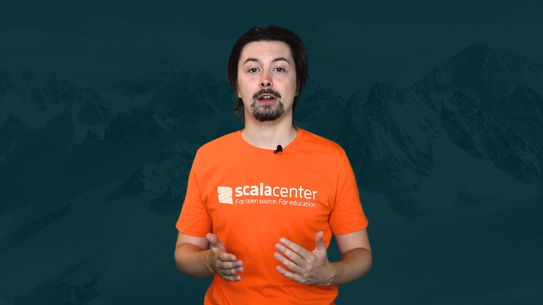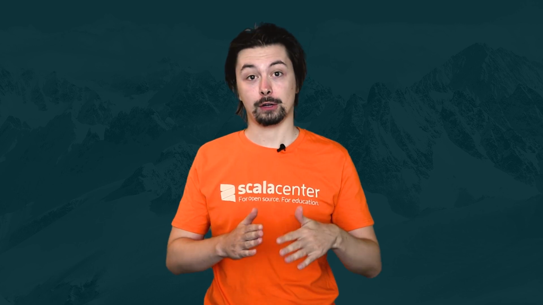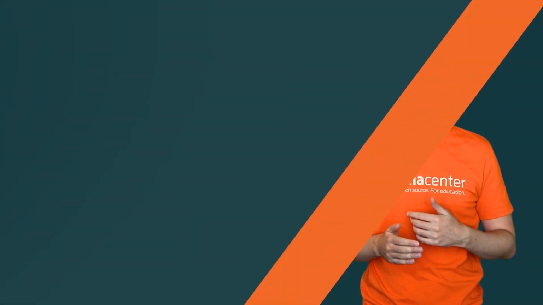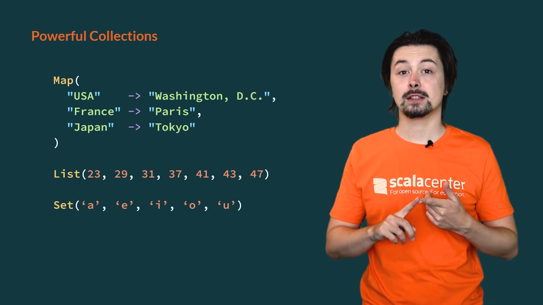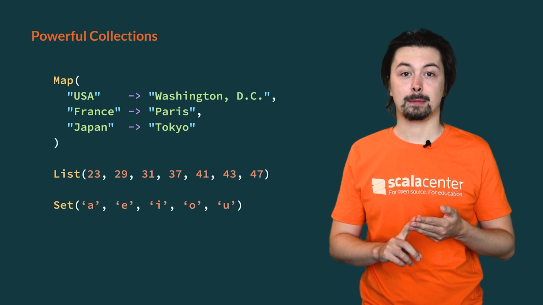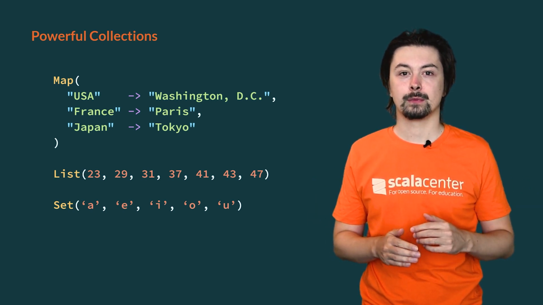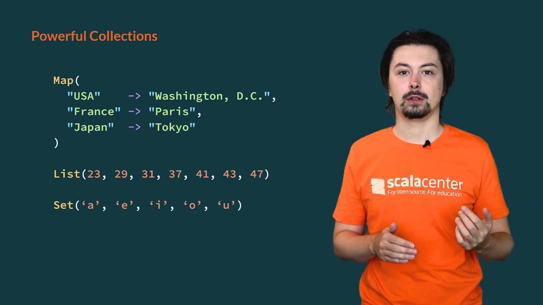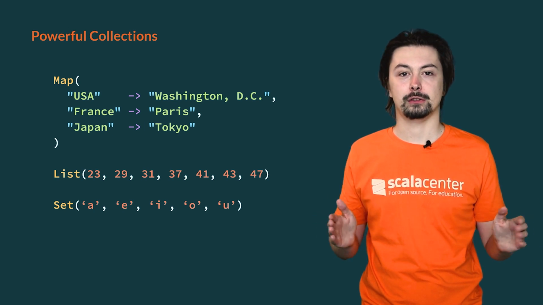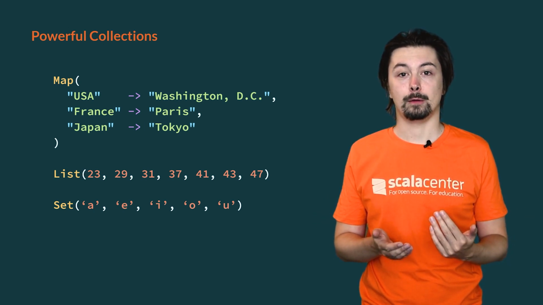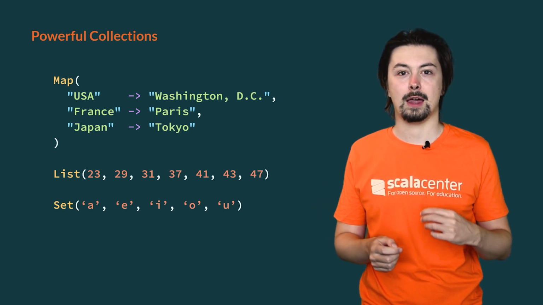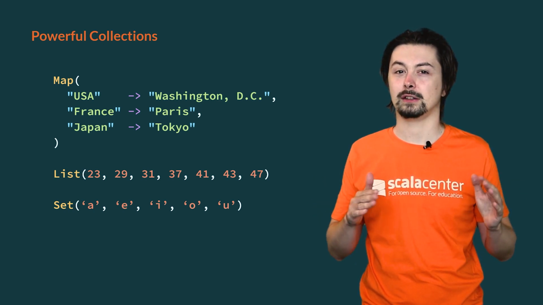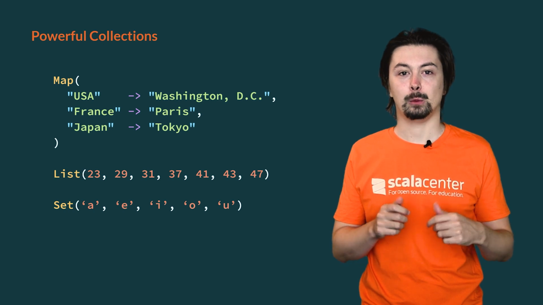First, let's take a look at the most useful area to introduce immutable data, the collections. In Scala, you can directly use immutable collections such as list, vector, set, and map, all without an import. On screen are some examples, modeling some simple structures. First, a map of capital cities. Second, a list of ascending prime numbers. And third, a set containing the characters representing vowels in the English language.